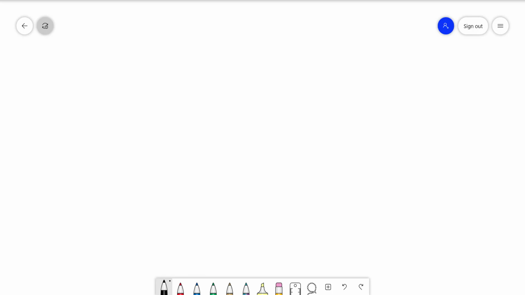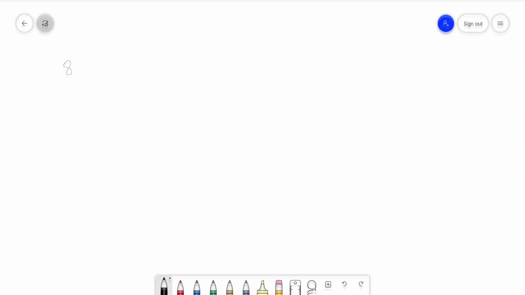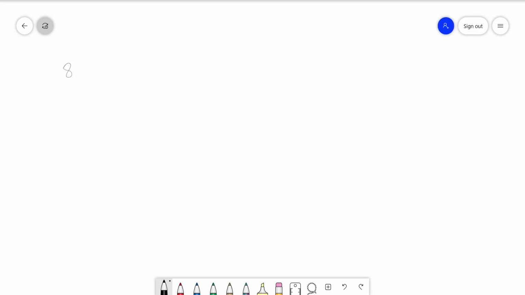Okay, so now that we did number 7, let's look at number 8 next. Oof. So we have a torus. Okay, so it's talking about finding the tangent plane to a surface.